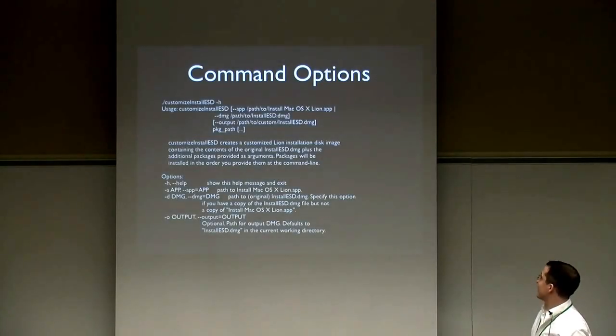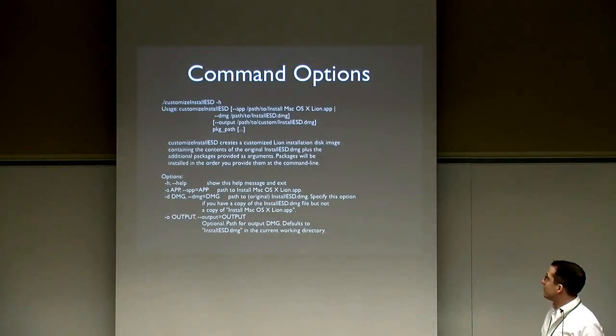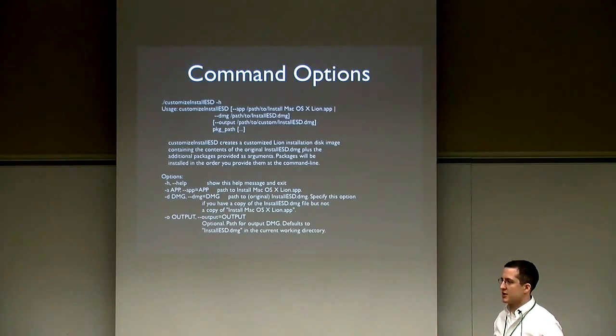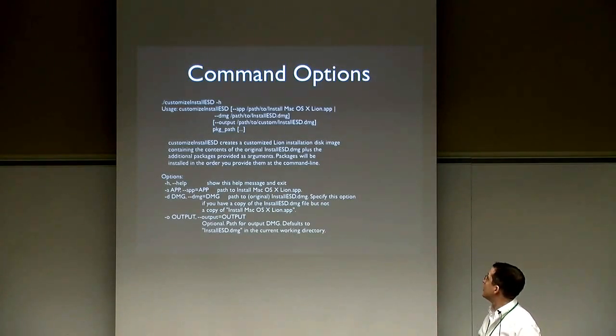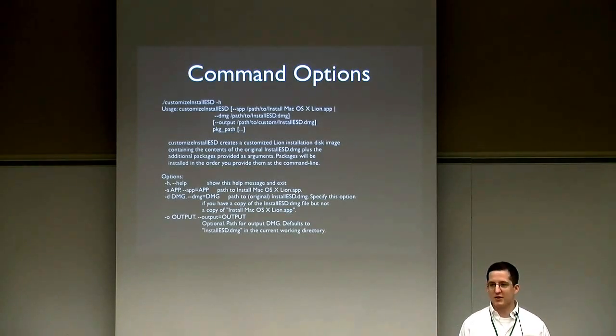Here are the command options. Again, it's a little small, but the default is that it checks for the OS 10 Lion app in Applications, but like other people said, they just use the install ESD. You can point it to it. So by doing customize install ESD -D, point to the install ESD of your choice, -O for output, and then output to your choice. It's probably good to output somewhere else and keep track.